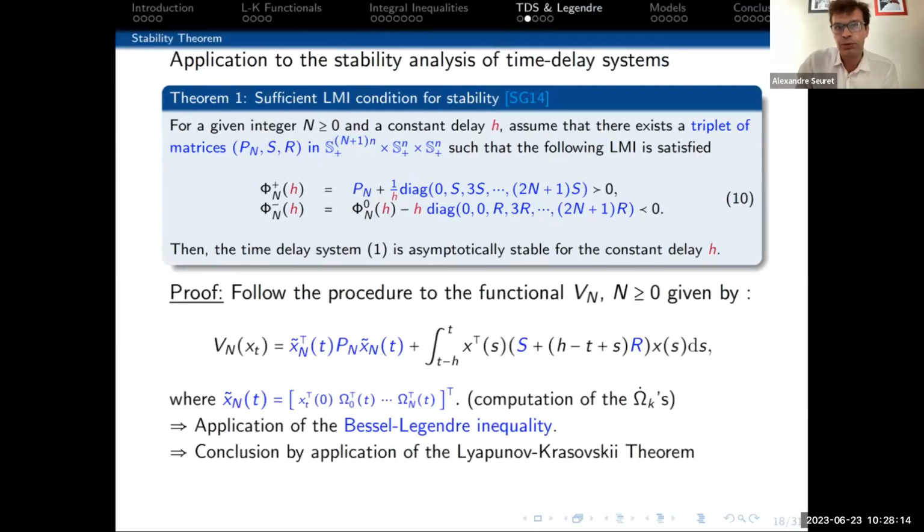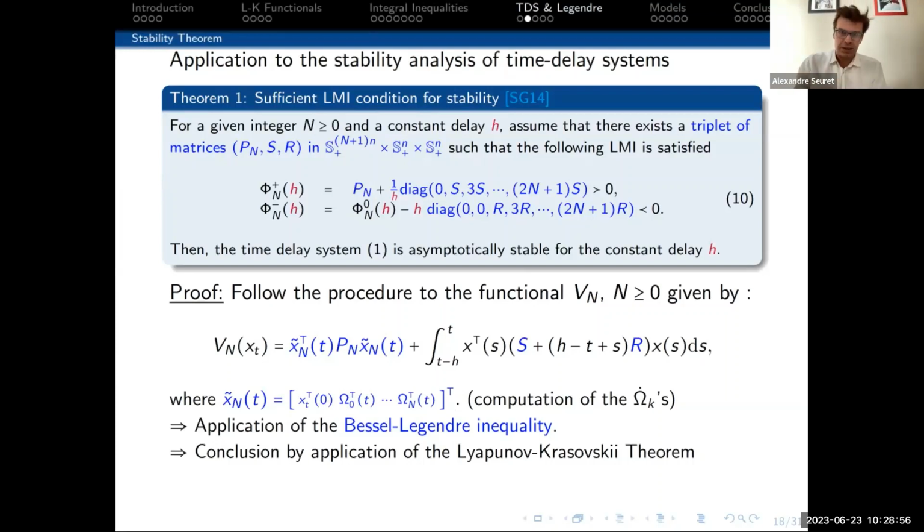You have a proof that is based on a Lyapunov-Krasovskii functional. This Lyapunov-Krasovskii functional is expressed using terms that are the same as in the complete functional presented before, based on the Lyapunov matrix, and some other terms here, which is quadratic, and this term depends both on x of t and also on this projection. So you compute the derivative of the Lyapunov-Krasovskii functional, you apply the Bessel-Legendre inequality, and then you conclude using the Lyapunov-Krasovskii theorem.